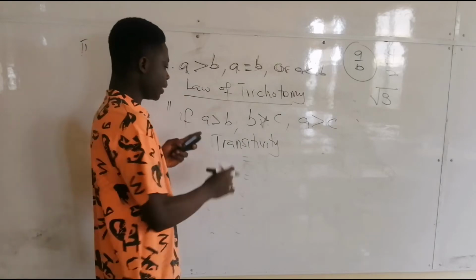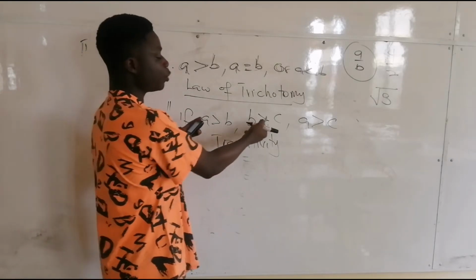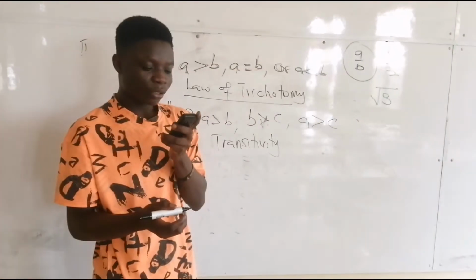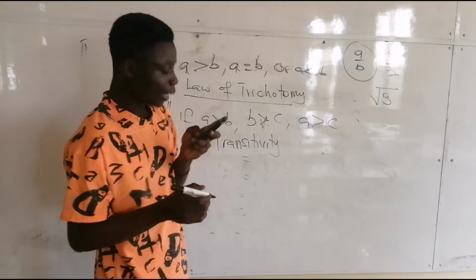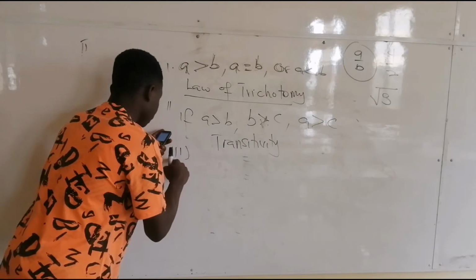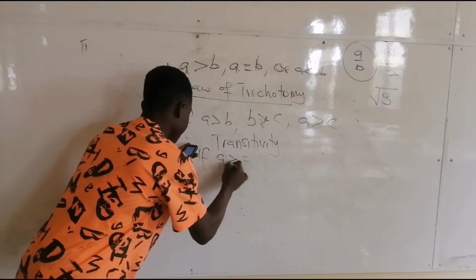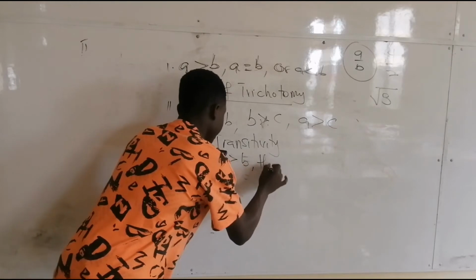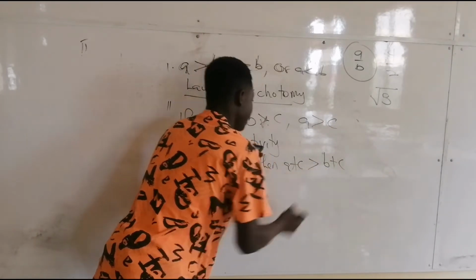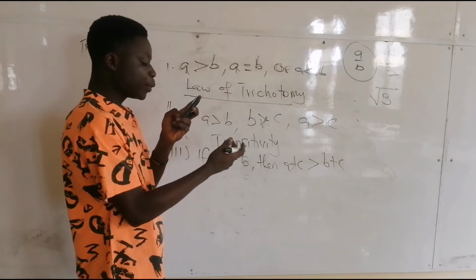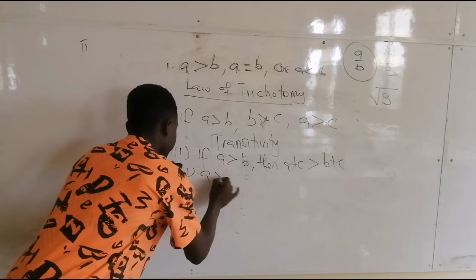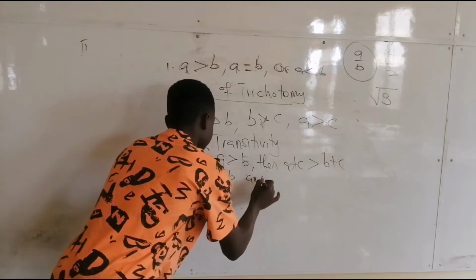So the law of transitivity says that if A is greater than B and B is greater than C, automatically A will be greater than C. That's the law of trichotomy and the law of transitivity, right? The next one you should learn is that if A is greater than B, then A plus C is greater than B plus C. You can put in numbers to check this, right?